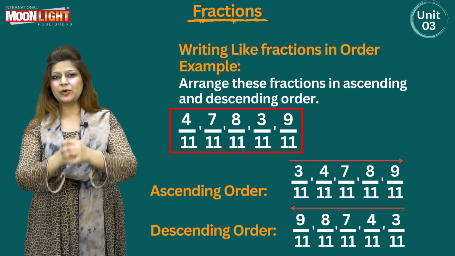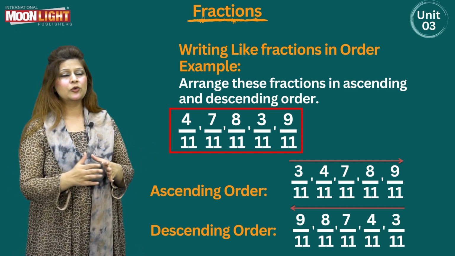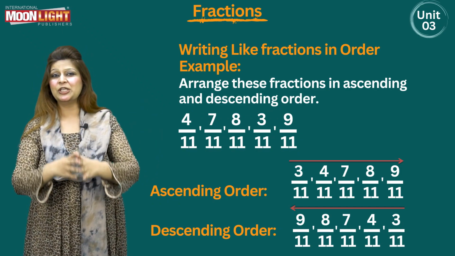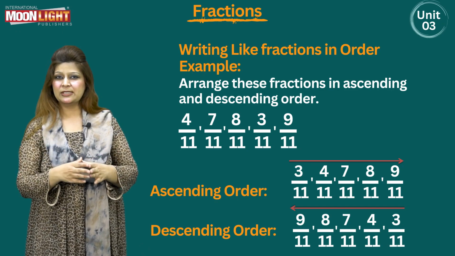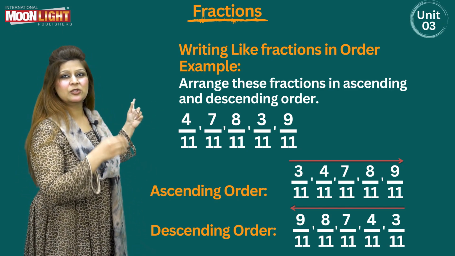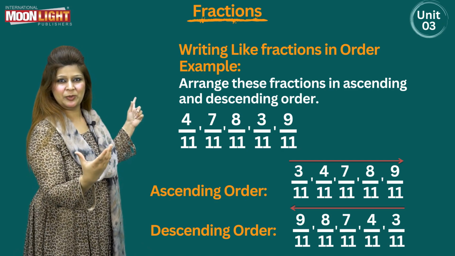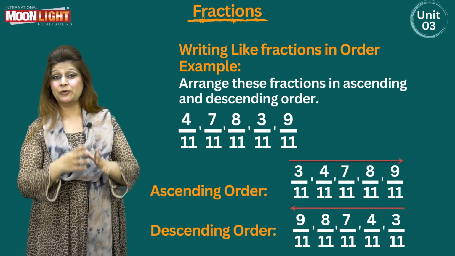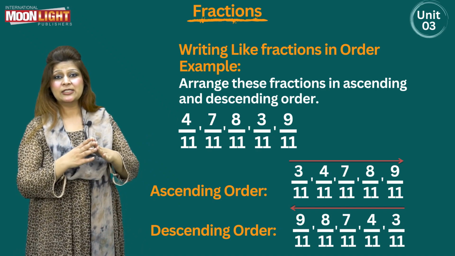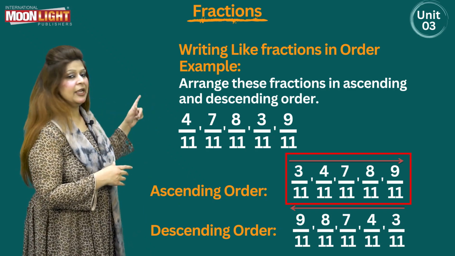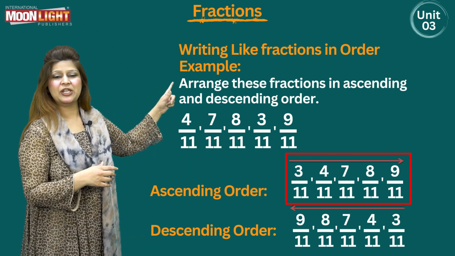Now we are going to write ascending order first. To write the ascending order, you know that we are going to concentrate on the numerators only because this is a like fraction. So we write down the fraction which has the smallest numerator first. Just concentrate on the numerators only. The numerators over here are 4, 7, 8, 3, 9.